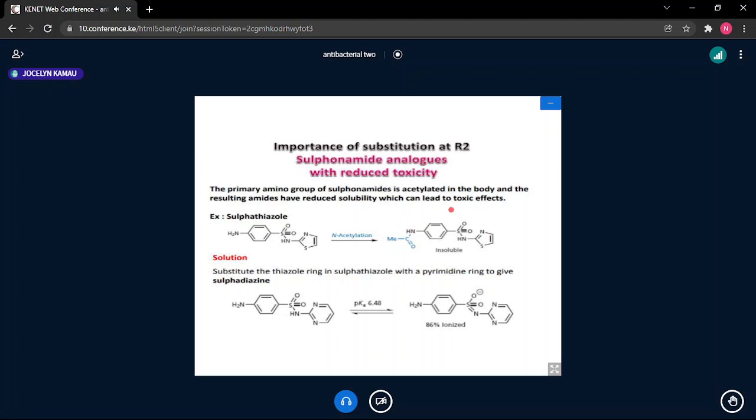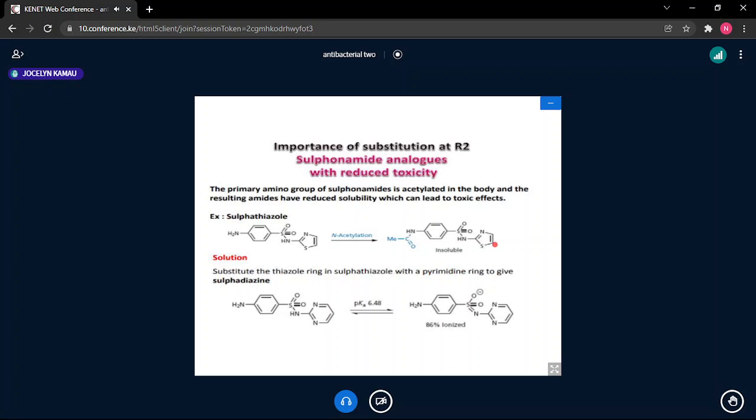And this amide has lower water solubility than the drug before metabolism. So the metabolite has much, much lower water solubility. So you can imagine if this drug itself, the sulfathiazole, has poor water solubility, the metabolite has even poorer water solubility, which implies that metabolism of this drug will result in a metabolite that has issues with crystalluria, and the metabolite will even be worse. It will even intensify the toxicity.